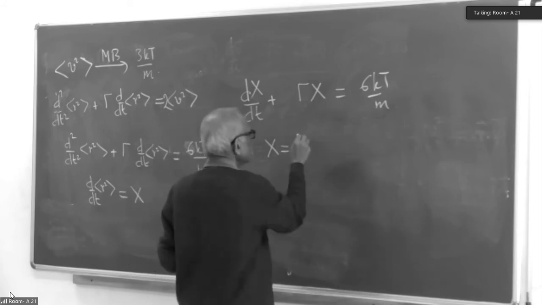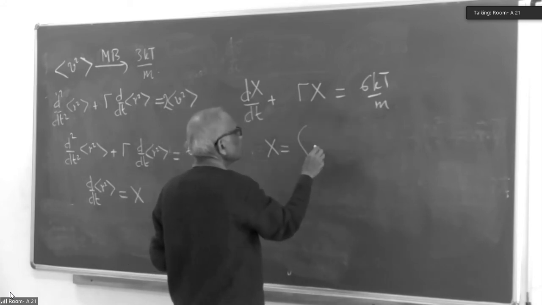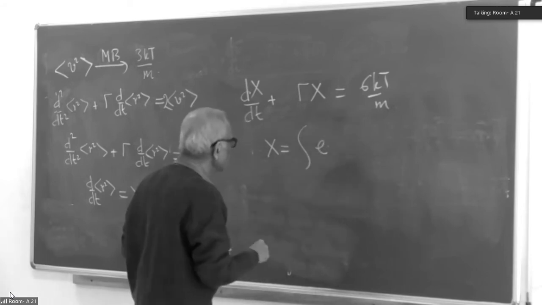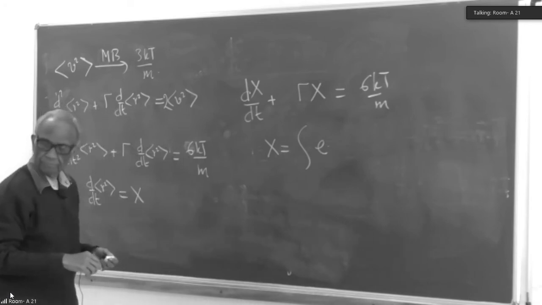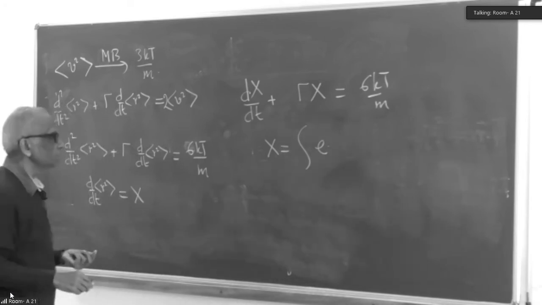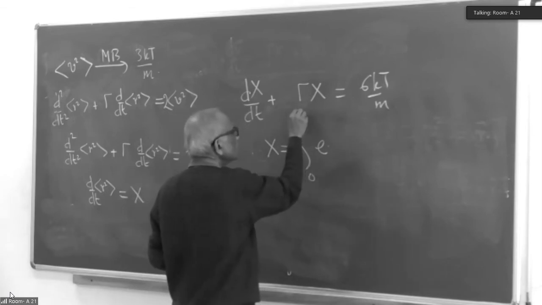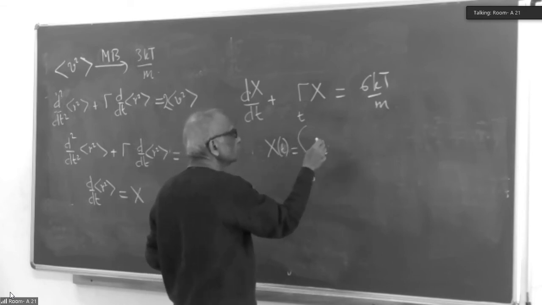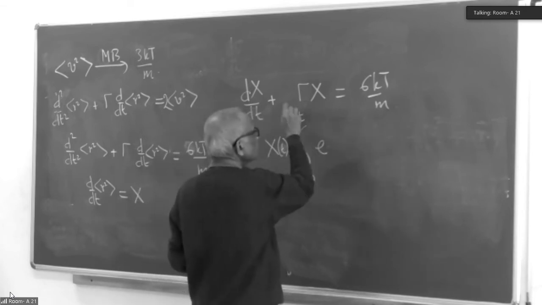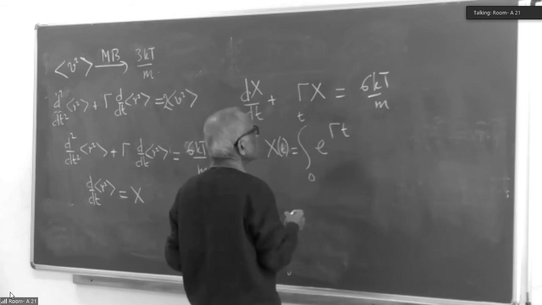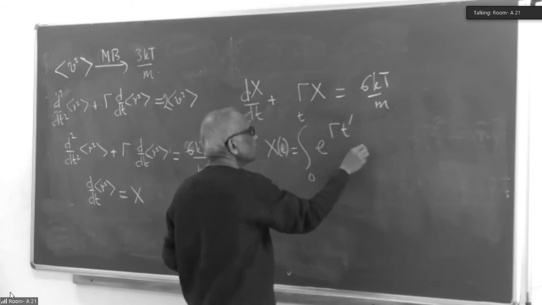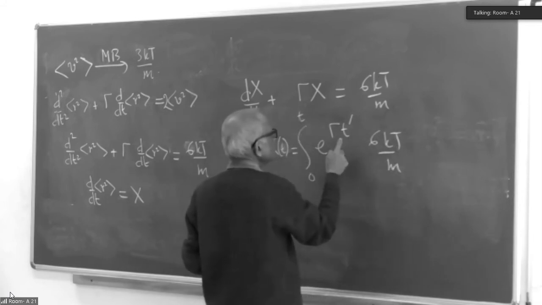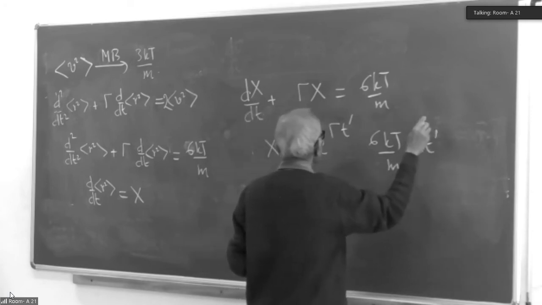And this x over here is then solvable as the integral of e to the power, the integrating factor is e to the power gamma t. So you go 0 to t. So I'm getting x of t equals integral from 0 to t of e to the power gamma t', with which I have multiplied both sides, and it is 6kT over m e to the power gamma t' dt'.